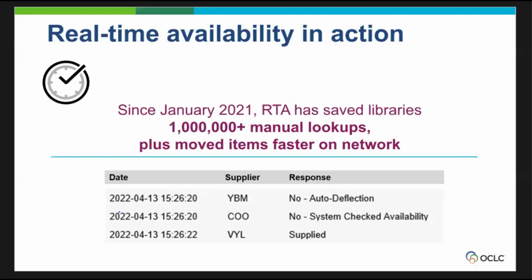So that's why we talk about it a lot, because the more libraries that have real-time availability set up, the more of them you're gonna hit in your lender string, and it's just gonna automatically go to the next lender. It's not sitting there waiting for a librarian or a staff person to come in and say, "Well, look it up," and then say, "No, we don't have it." So it just goes boom, boom.